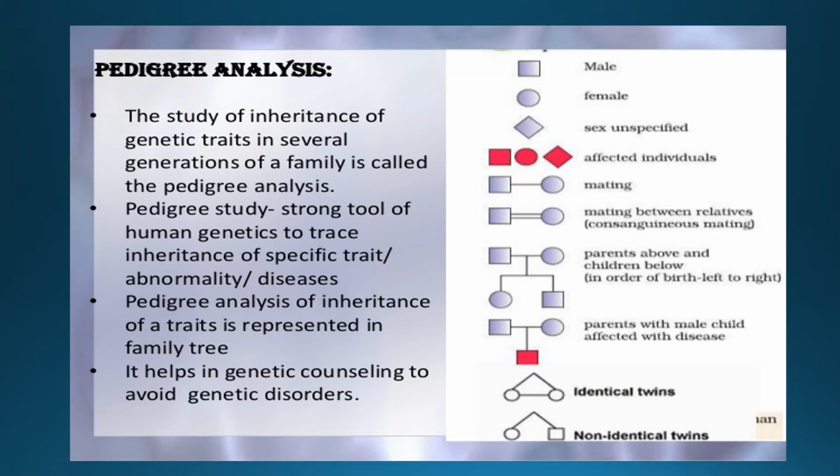Here the male is always represented by a square box. The females are represented by a circle. This rhombus is sex unspecified or intersex. If a symbol is darkly shaded, then we can say that they are the affected individuals. A line between them indicates a marriage, or mating, between the male and female. If two lines are drawn, that is called a consanguineous marriage, which happens within the same family, a cousin mating we can say.